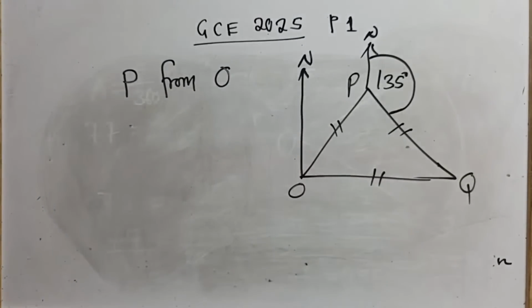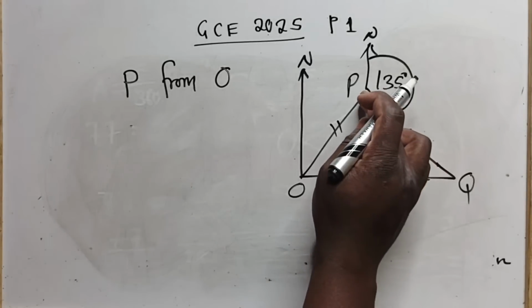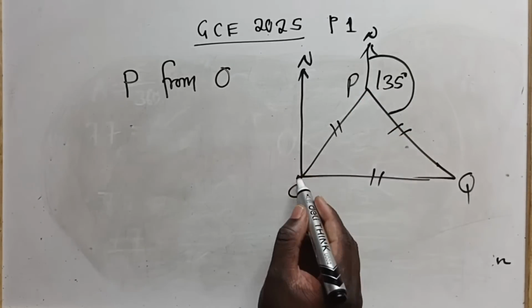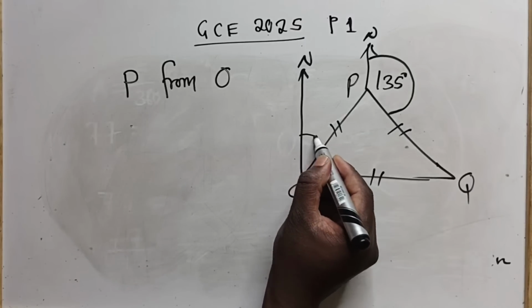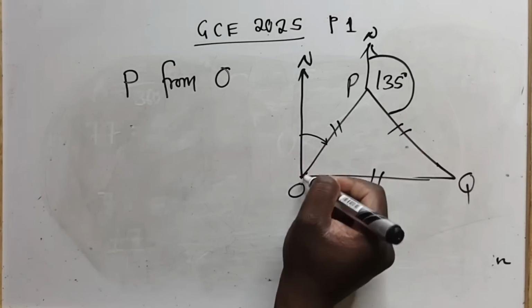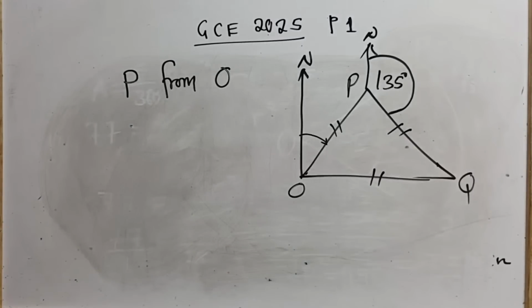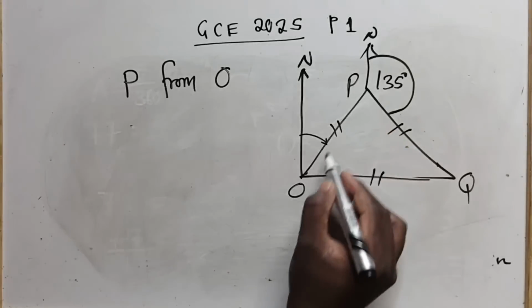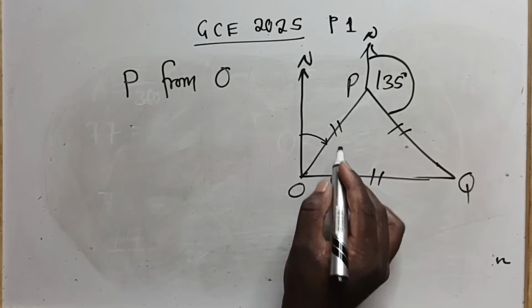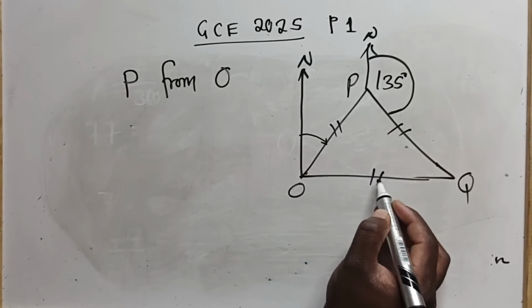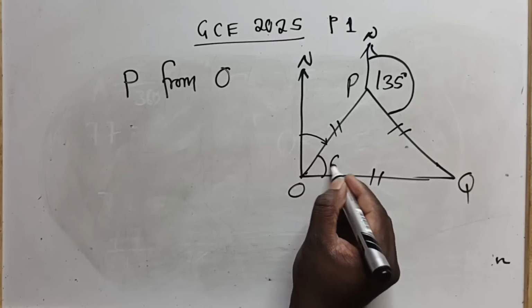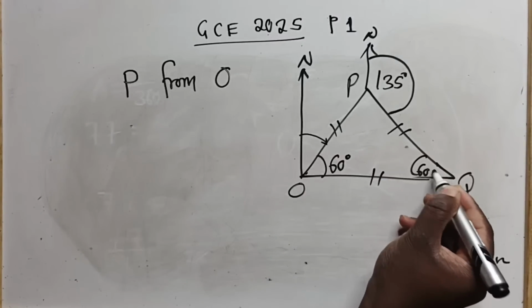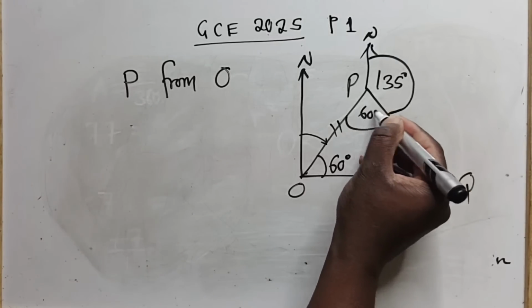So how do we find the bearing of P from O? We check P is here from O. We do our north and then start moving like that until you touch the line that is joining P and O. So that's the bearing we are looking for. If you're able to see, this triangle is an equilateral triangle, this side is equal to this side, equal to this side. So this is a 60 degrees angle, 60 degrees, also 60 degrees.